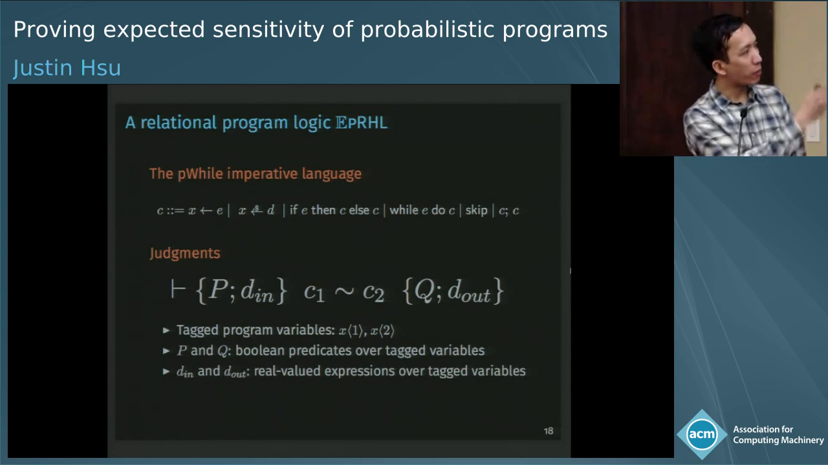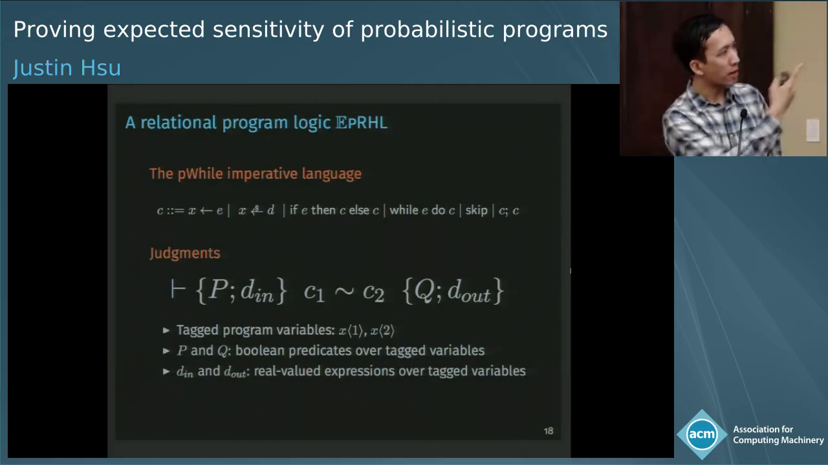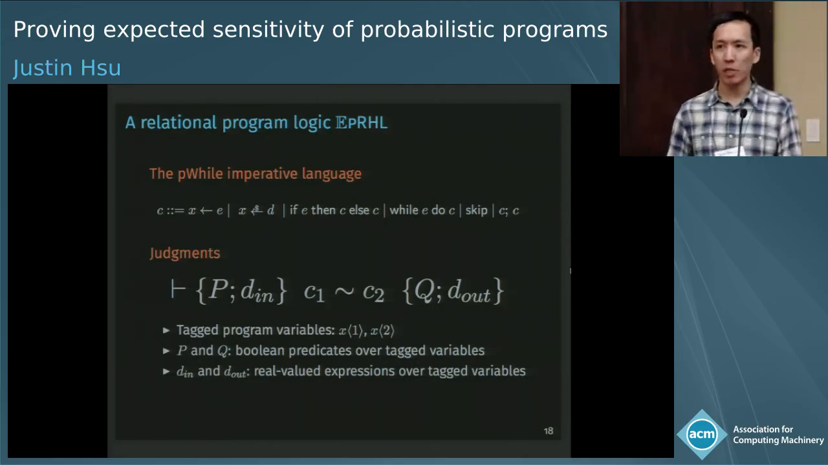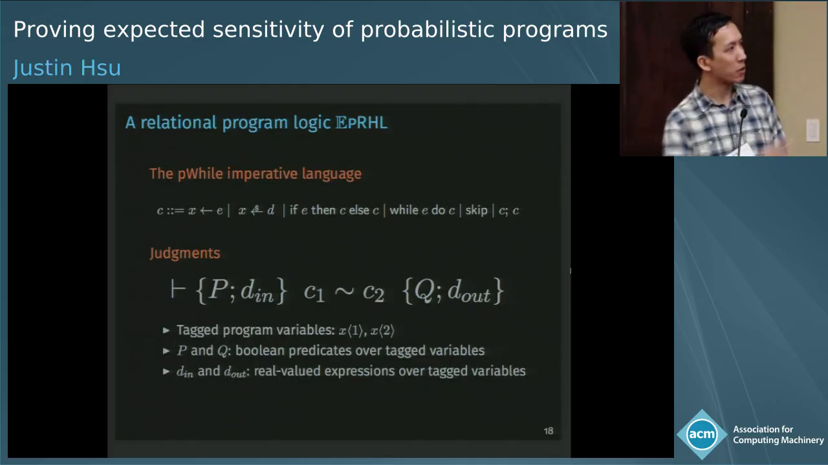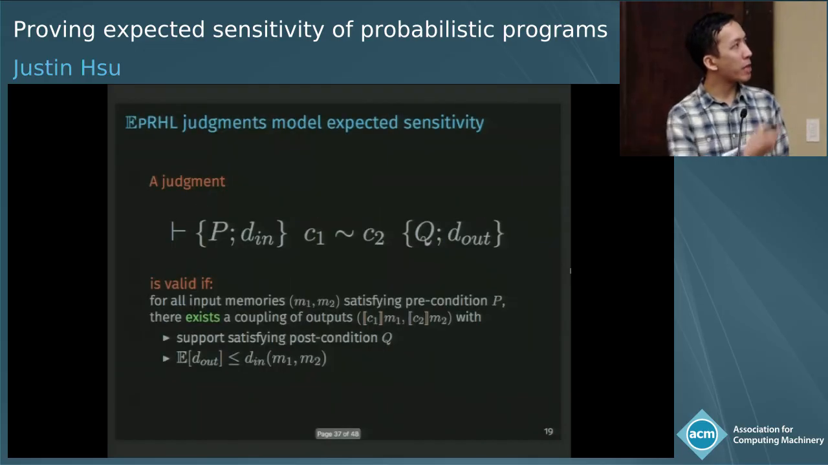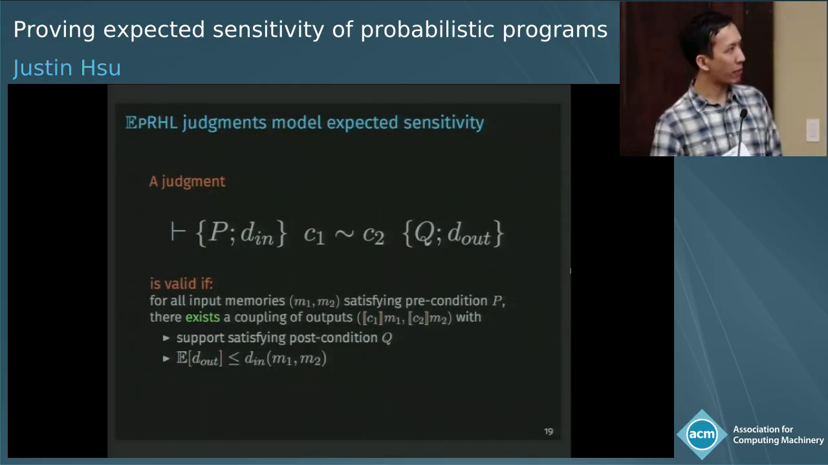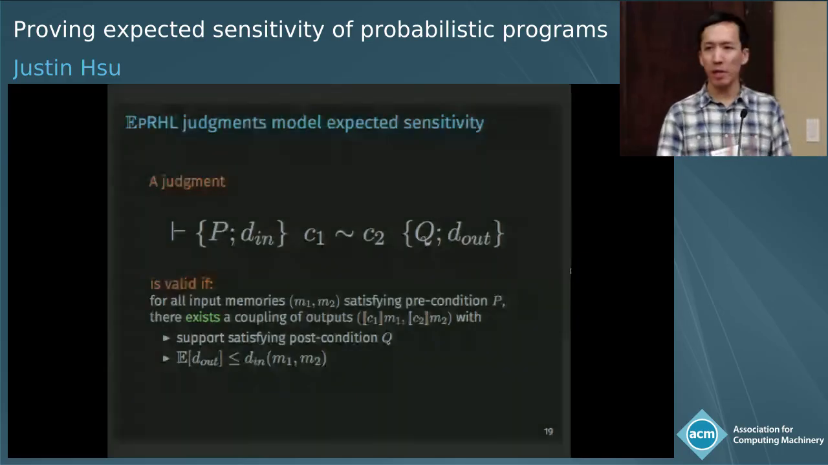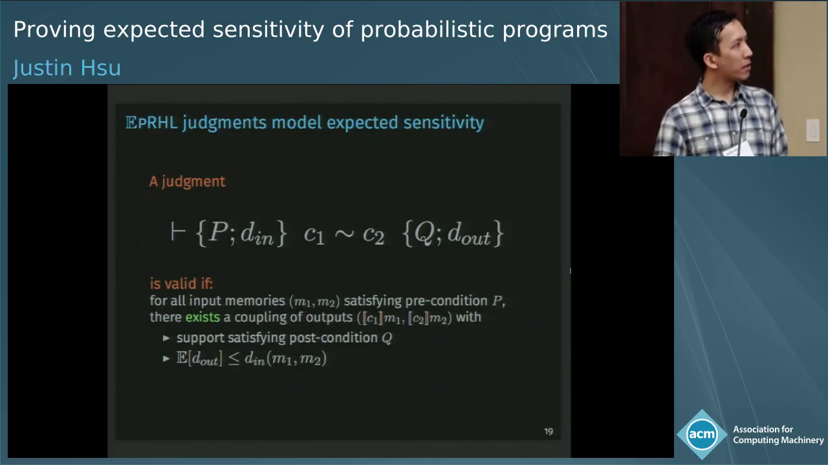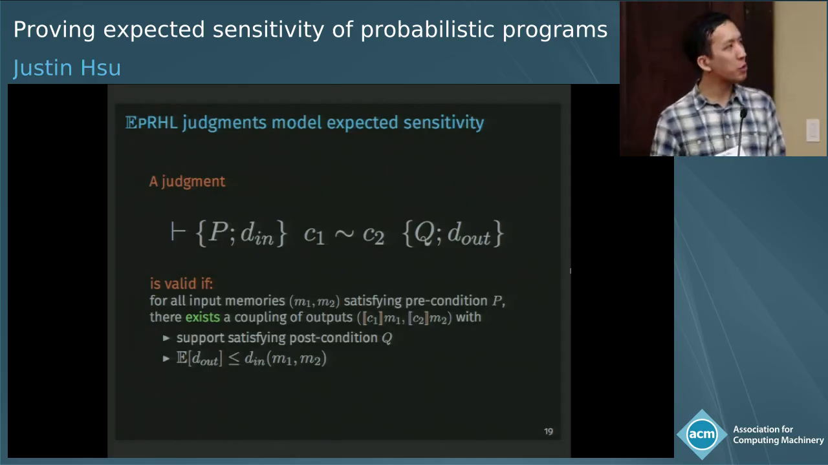And now we also have a pre-distance and a post-distance. So d in and d out. And they're again real valued expressions over pairs of memories. So the things inside braces are not talking about probabilities. And the point is that the interpretation of this judgment corresponds to expected sensitivity. So this judgment is valid if for all pairs of memories satisfying the precondition, there exists a coupling of the two output distributions such that the support is inside Q and also the expected value of the output distance is at most the distance between the pair of inputs.